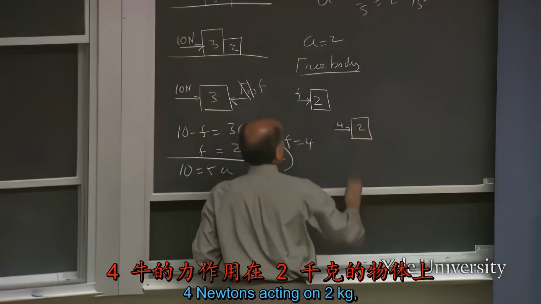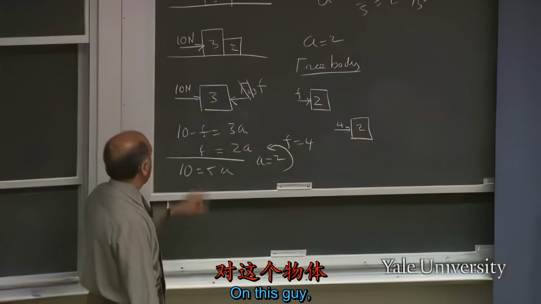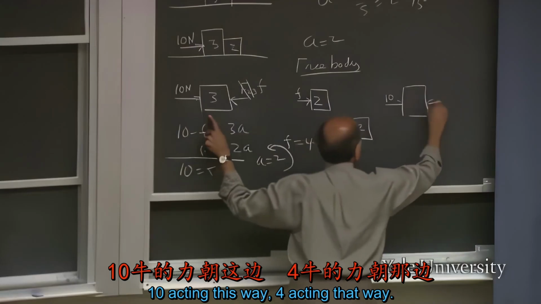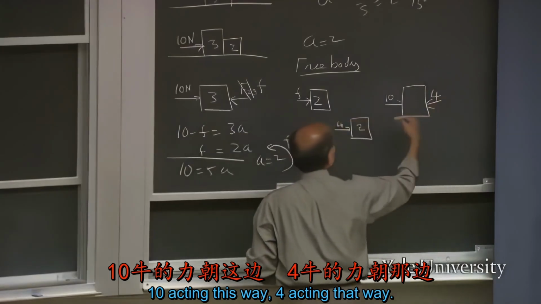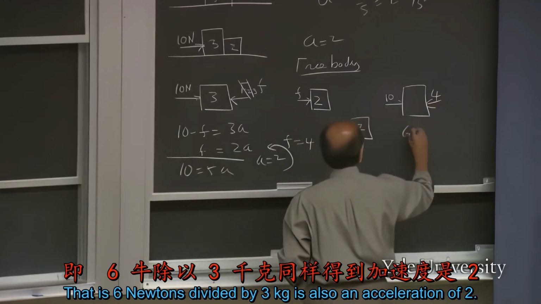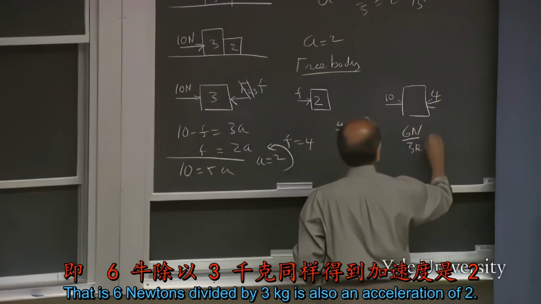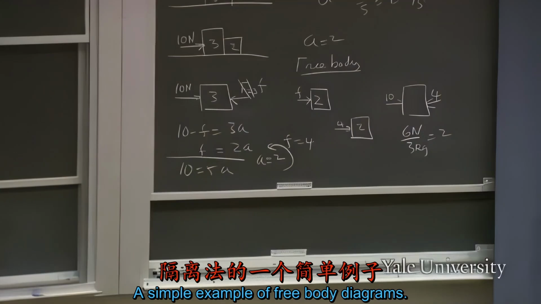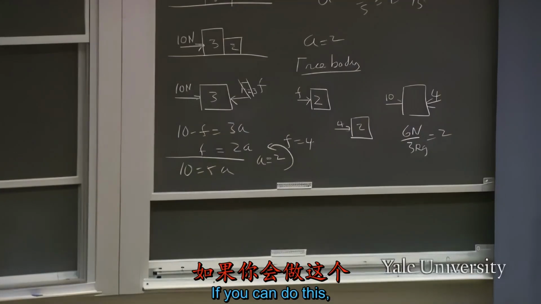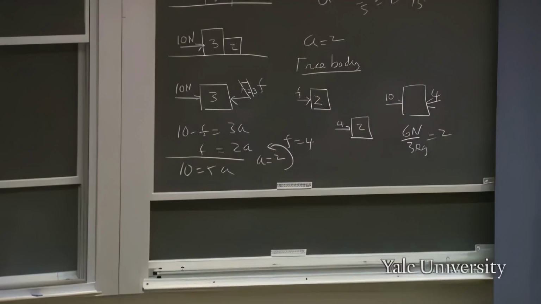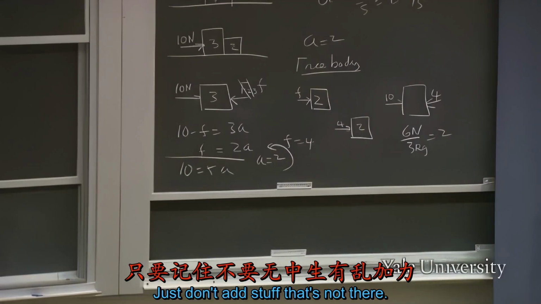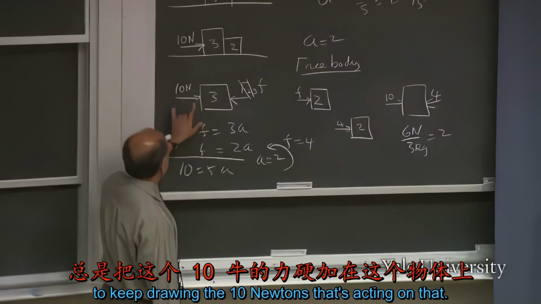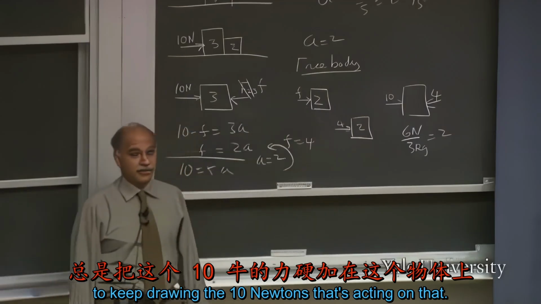4 newtons acting on 2 kilograms gives you an acceleration of 2. On this guy, I have 10 from the left, and I have 4 acting that way. That is 6 newtons divided by 3 kilograms, which is also an acceleration of 2. This is a simple example of free body diagrams. Very simple. If you can do this, you can do most of the problems you will run into. Just don't add stuff that's not there. That's all you have to be careful about. And the stuff that people tend to add sometimes is to keep drawing the 10 newton as acting on that.